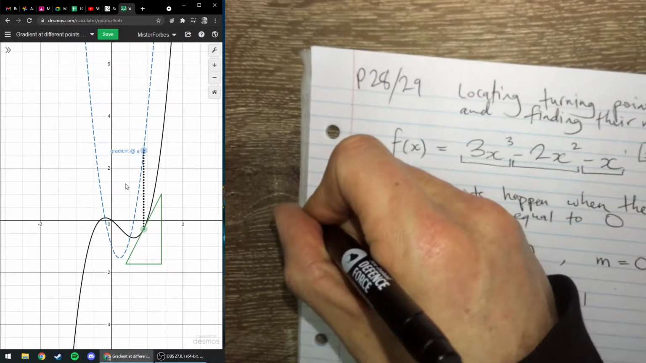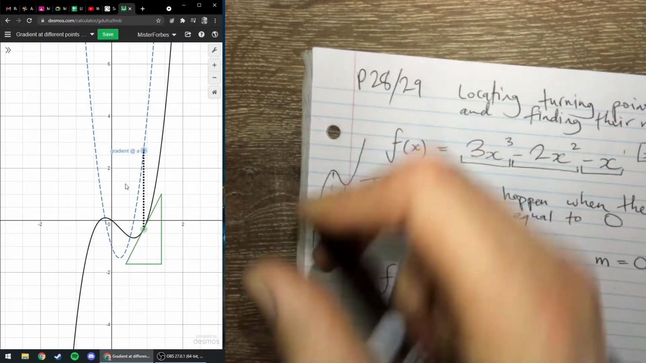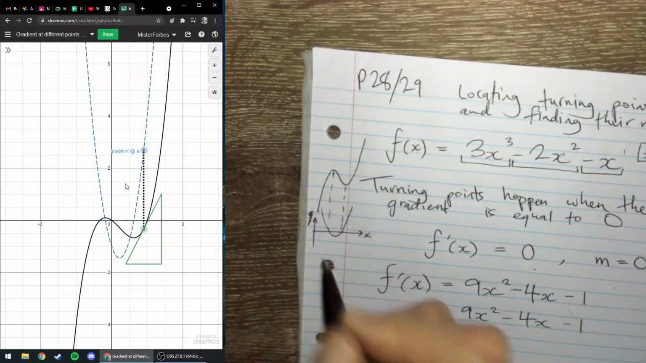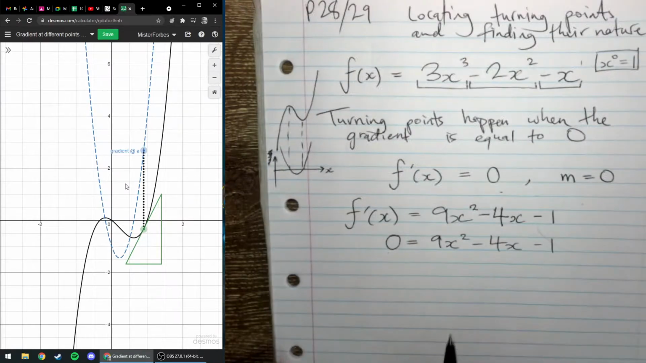Oof, this explanation's already going pear-shaped. I should have planned it a little bit more. Am I throwing you off? I think a little bit. Should probably start again. Oh, well.